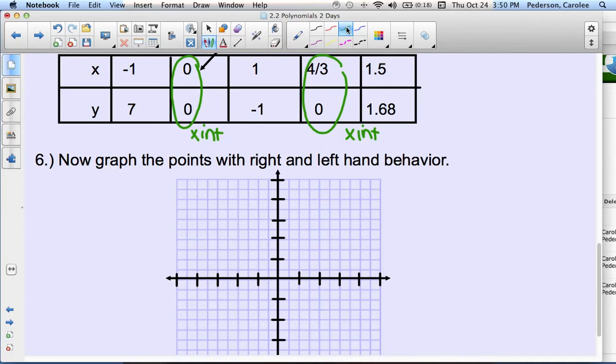So I'm just going to stretch out this graph a little bit. I'm going to call this 1, 2, and 3, so I'm scaling it by 2. All right. We have an ordered pair at 0, 0, and then another one at 4/3, which is 1 and 1/3 right there.